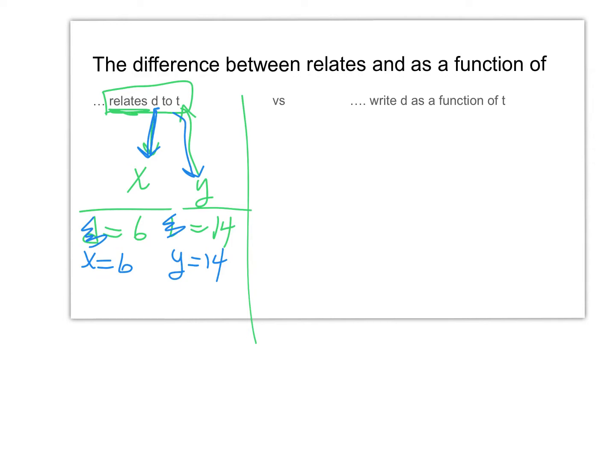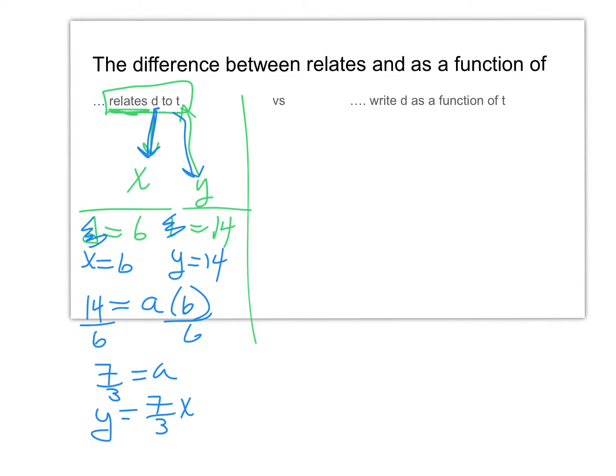So to write the equation that relates d to t, we would say 14 is equal to a times 6, using our direct variation formula. Now I divide by 6 and reduce, so 7/3 is going to equal a. So my direct variation, y, would equal 7/3 of x.